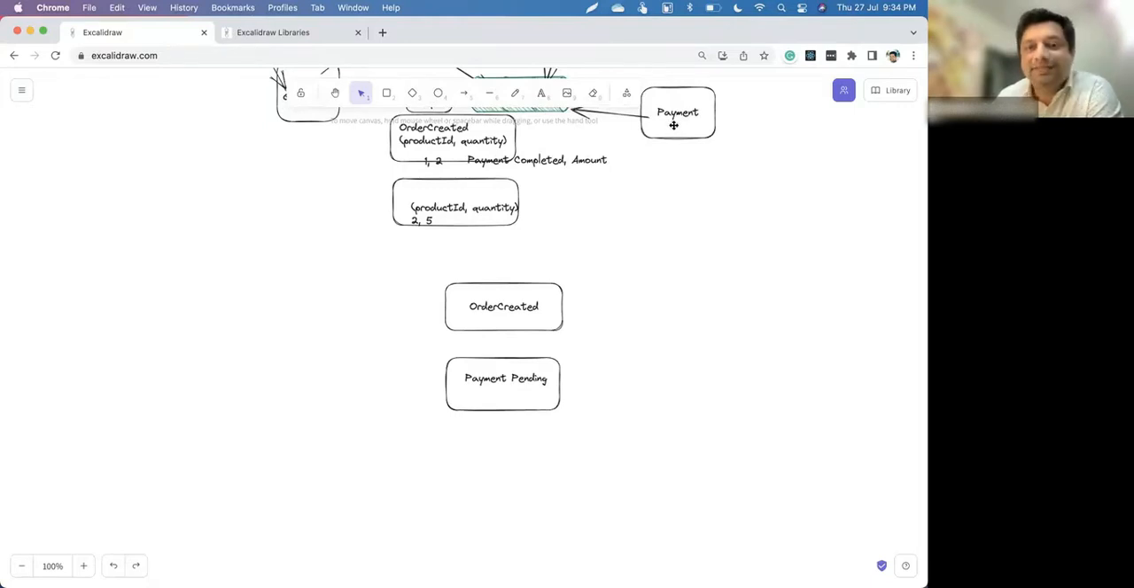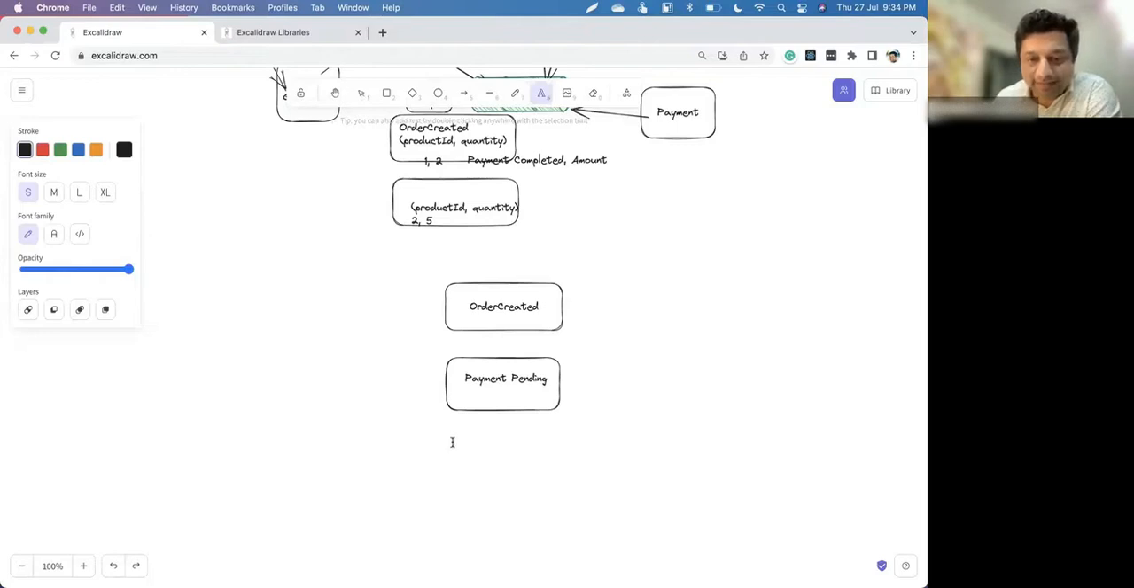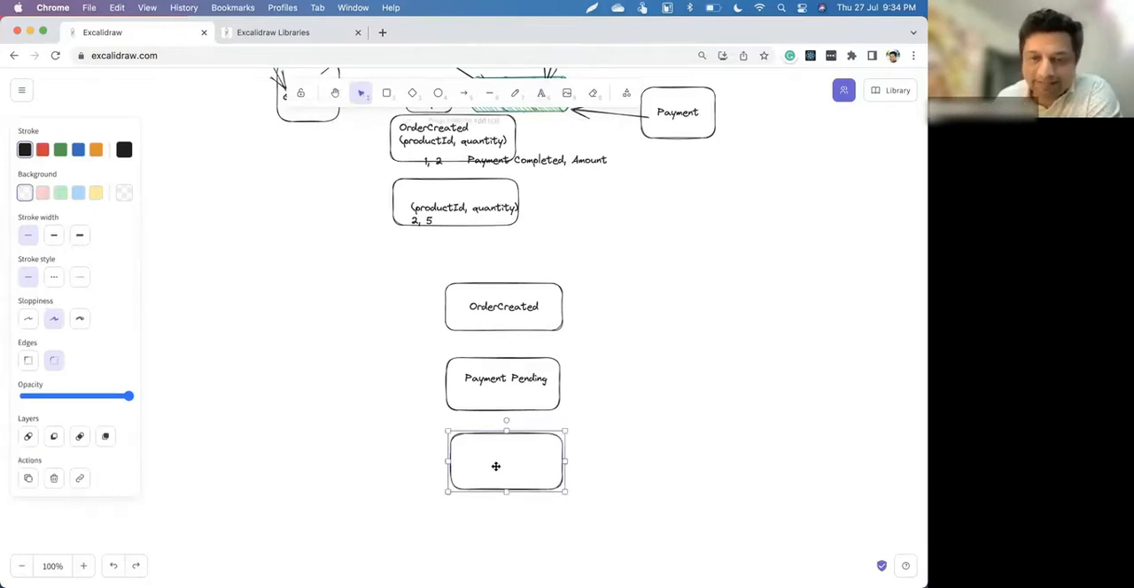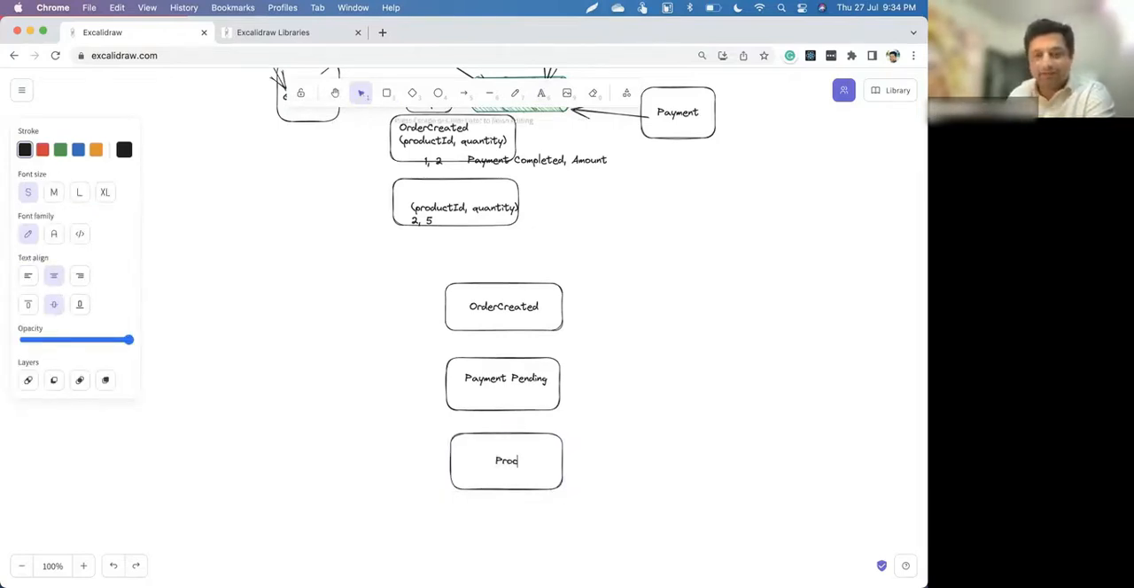And payment service will take what all payments are pending. It will start processing these payments based on the details which are available. And once this is completed, it will fire another event. Or maybe it can have multiple events. One is payment processing is started, right? So payment is under processing.